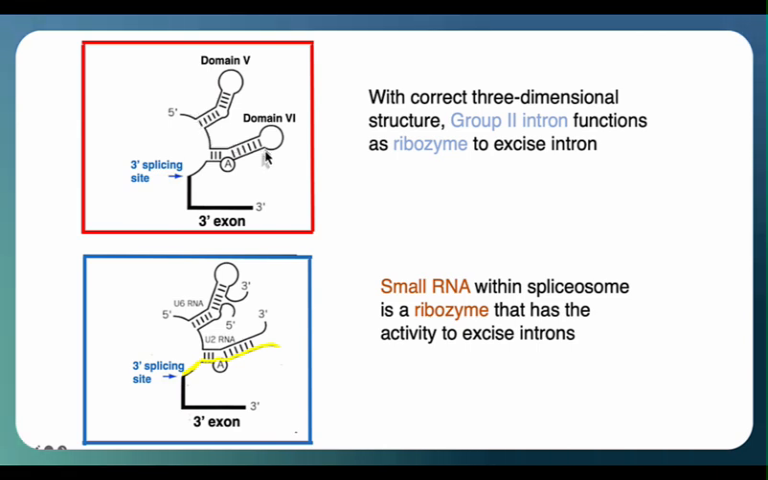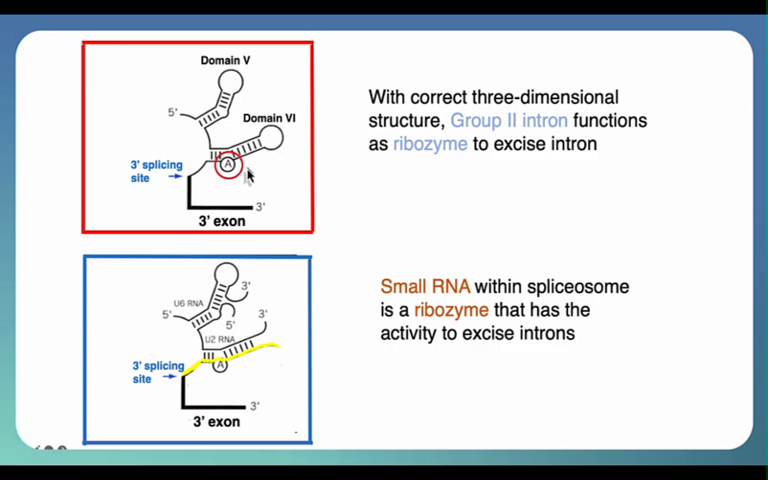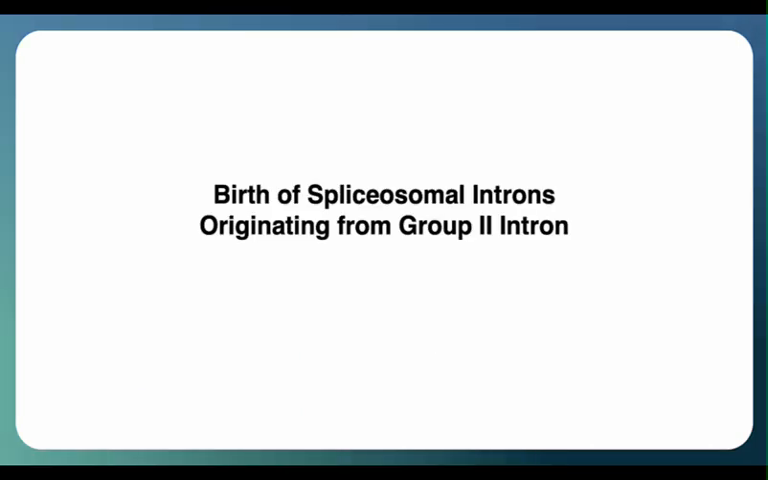This figure shows domains 5 and 6 of the Group II intron. In domain 6, there is an adenine base that corresponds to the knot of the lariat structure. On the other hand, this image depicts the U6 small nuclear RNA and U2 small nuclear RNA complex bound to the exon-intron boundary of the messenger RNA to be spliced in the spliceosome. Here too, an adenine base corresponding to the lariat structure's knot is present. You can see that the body structures of both RNAs are very similar. Now, let's focus on the relationship between the Group II intron and the spliceosomal intron.